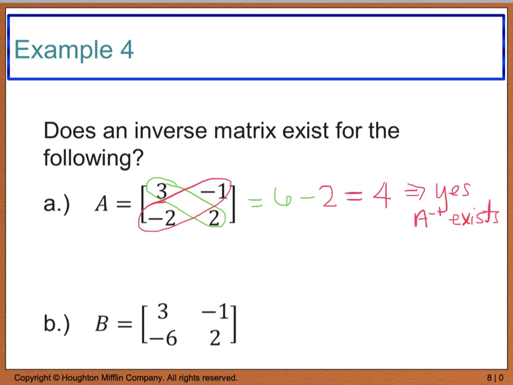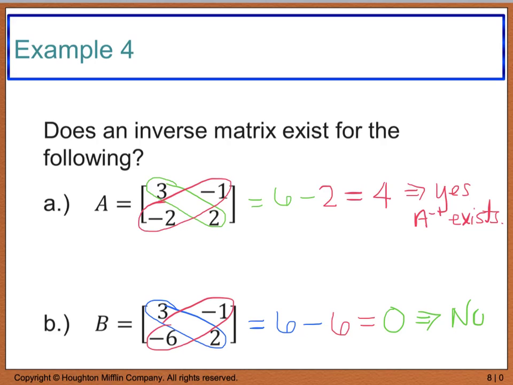Likewise, if I come down here and look at B, I'm going to look at my first diagonal, which is 3 times 2, or 6, and I'm going to subtract the second diagonal, which is a negative 6 times a negative 1, or a positive 6. When I subtract these two, I get 0, and because I got 0, I can say no, A inverse does not exist, or DNE.